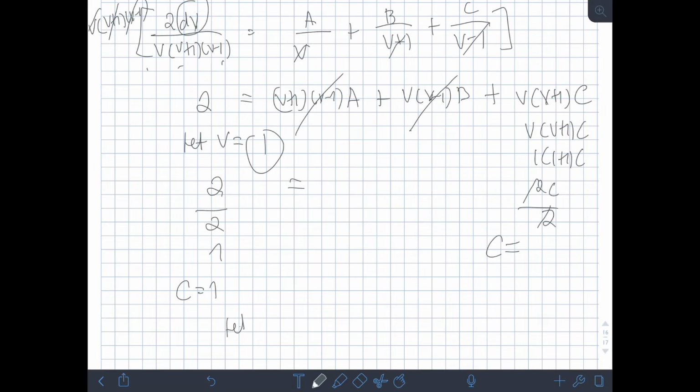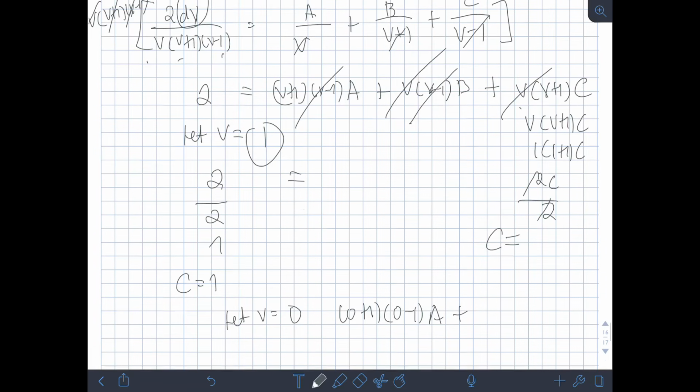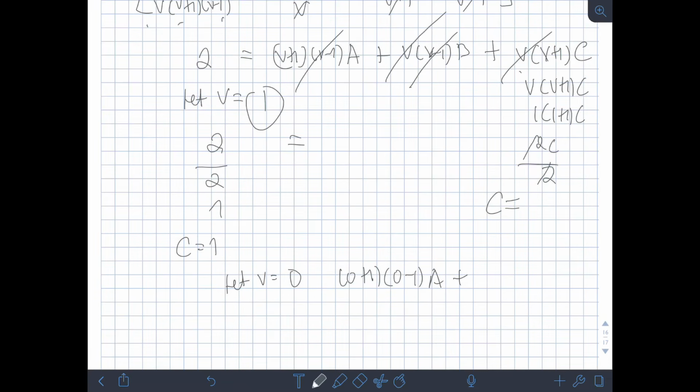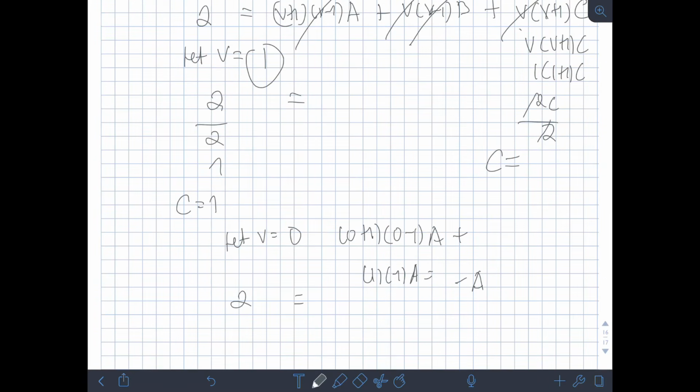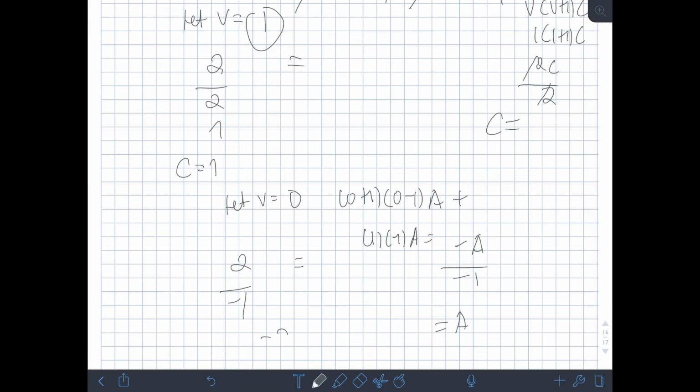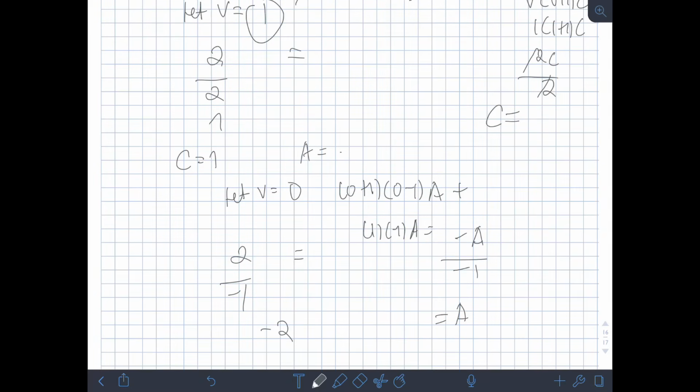Tapos, this time, let v naman is equal to, let's say, 0. Para makancel natin tong may mga v. Okay? So, pag let v equal 0, dito sa una, we have 0 plus 1 times 0 minus 1, a, plus ito, dalawa, 0 na nga kasi may v silang multiplier. So, ito lang. So, 0 plus 1 times 0 minus 1 is simply 1 times negative 1a, or simply negative a. Ngayon, equate natin to sa 2. So, therefore, divide both sides by negative 1, a is equal to negative 2. So, therefore, a is equal to negative 2.